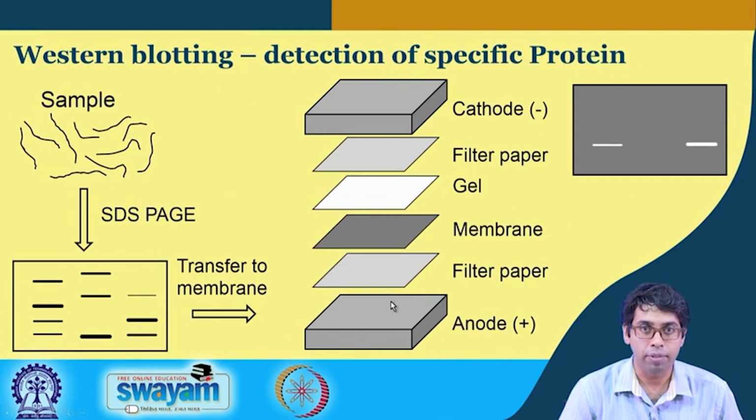On two sides we have kept filter paper, and then they are compressed using two electrodes. So, this is the anode which is positively charged and this is the cathode which is negatively charged. Now, if you connect them to a plug, remember all the protein molecules are coated by SDS. So, they are all negatively charged.